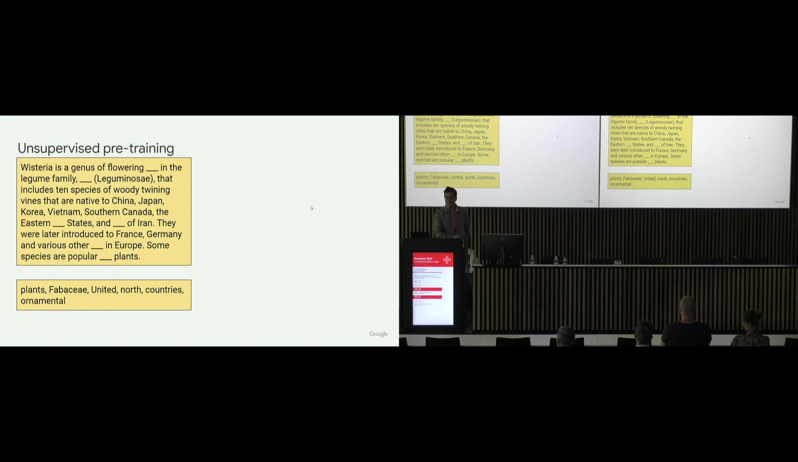Regarding unsupervised pre-training, this is something that started becoming popular a few years ago, and this is a typical way in which it is done today. You have a text, taken from a Wikipedia document, and you remove some words or word spans from the text and replace them with placeholders, and you ask the model to reproduce what was missing in that text.